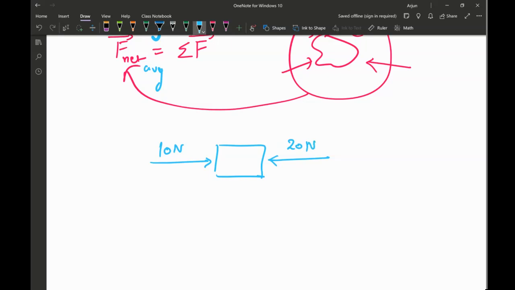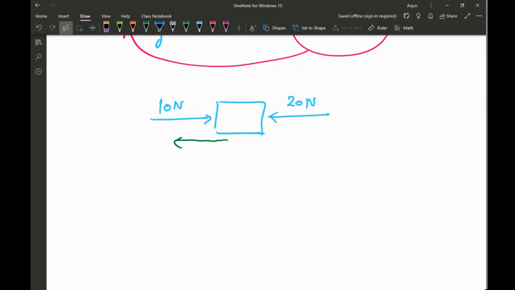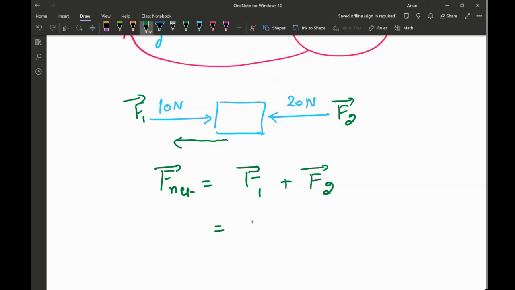So I'm going to ask you a simple question: in which direction this object is going to move? And you're going to say this object is going to move towards the left direction, and that will be the net force on this object. So F net will be equal to F1. I'm going to call this one as F1 and this one as F2. So this will be F1 plus F2, and so this will be 10 to the right, and this is 20, which is to the left hand side. So I'm going to mark this one as negative force.